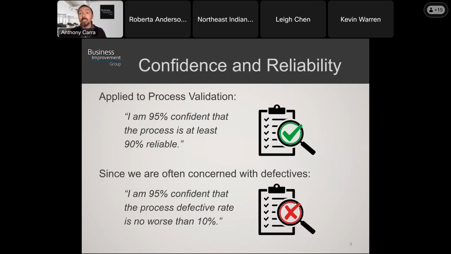If it's test method validation, my misclassification rate is no worse than 10%. If it's a CAPA verification of effectiveness, then the failure rate of that corrective action is no worse than 10%. It could be much better. And what we're going to see is it probably will be much better if we pass the sampling. But this is like the guarantee or insurance policy that you could sign up for. You can't guarantee anything better than the 10% at that confidence level.